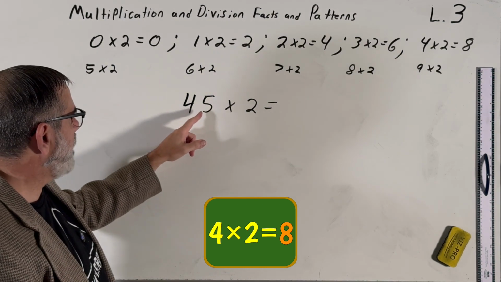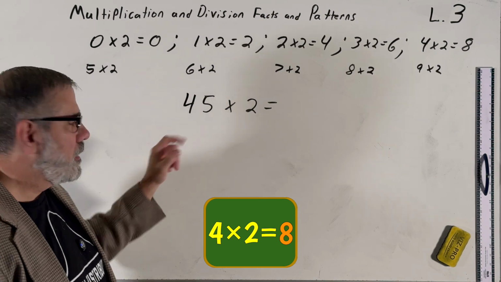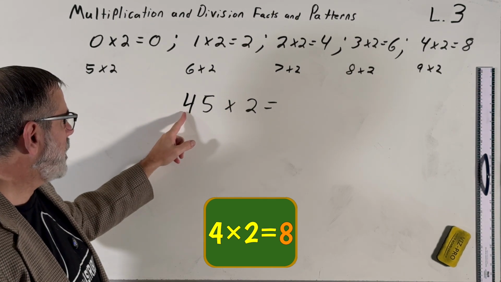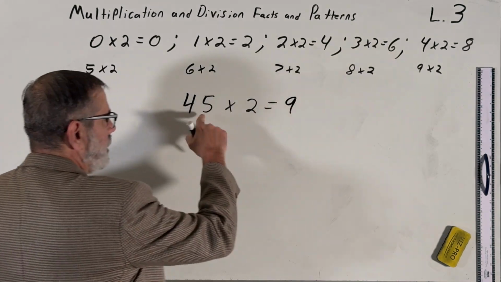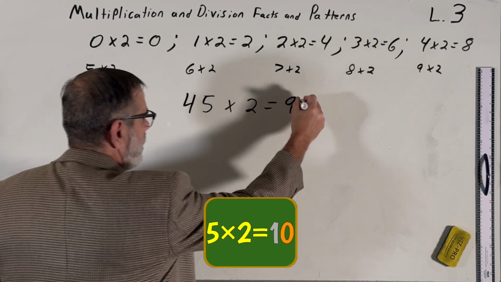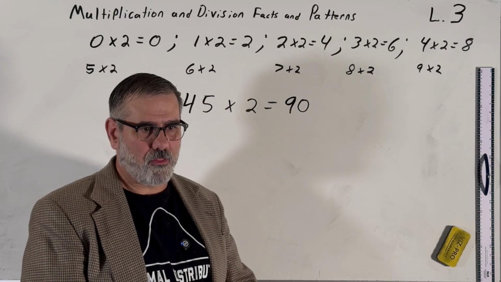So any time our neighbor to the right is 5 or more, we add 1 to this digit. So 4 times 2, the double of 4 is 8, so we add 1 more and get 9. So the first digit here is 9, and then 5 times 2 is just 0. And 45 times 2 is 90. Let's try one more. How about 83 times 2?